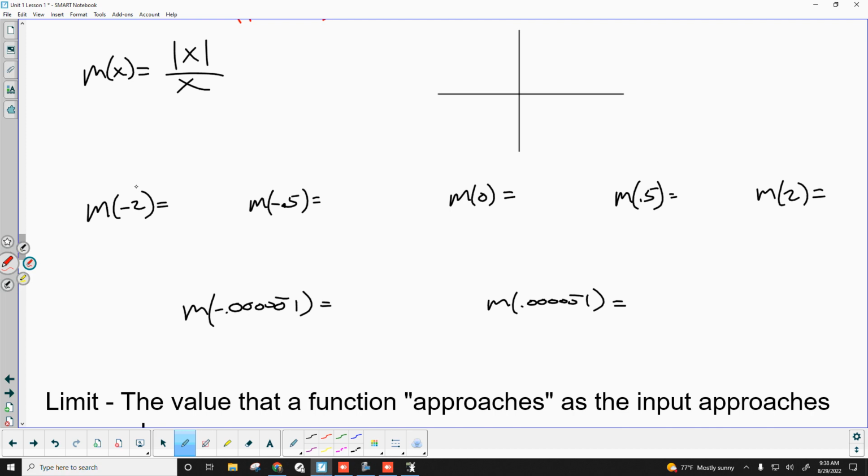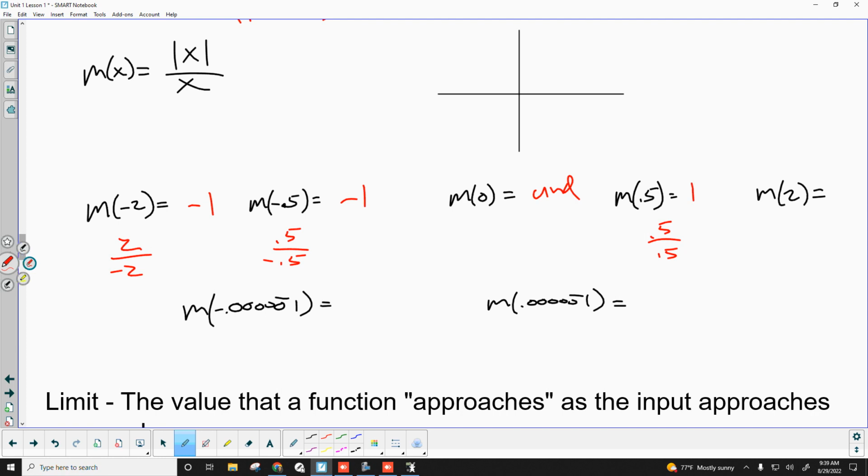If I plug in -2, the top turns into a +2, but the bottom stays as a -2, this is -1. If I plug in -0.5, the top turns into +0.5, the bottom stays as -0.5. This is -1 because something divided by itself is 1. I'm not allowed to plug in 0. I can't plug in 0 on the dot. You're never allowed to divide by 0. Even 0 over 0 is undefined. Very important. Plug in 0.5, I get 0.5 over 0.5. Okay, that's +1.